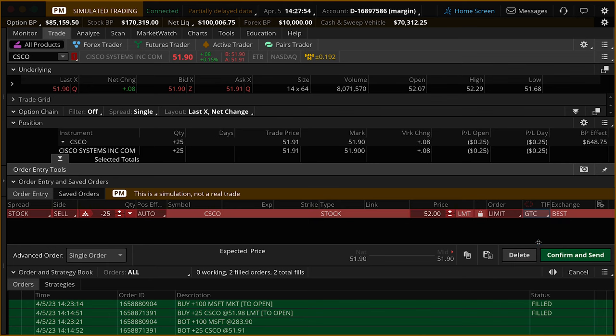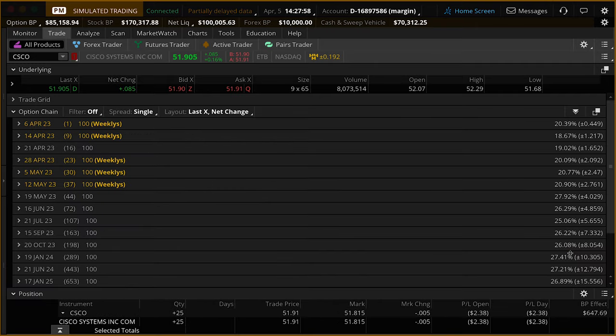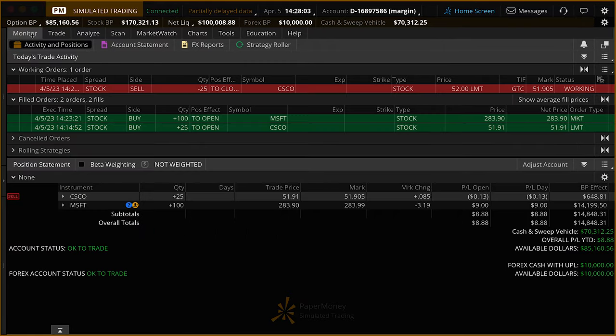We'll go ahead and click on that, and we're going to click on confirm and send, and click on send. After you send an order, you definitely want to go check and see if it's working. Let's go back up here to the monitor tab, and you'll see over here on the right-hand side, we're working at 52, and mark price is 51.9.